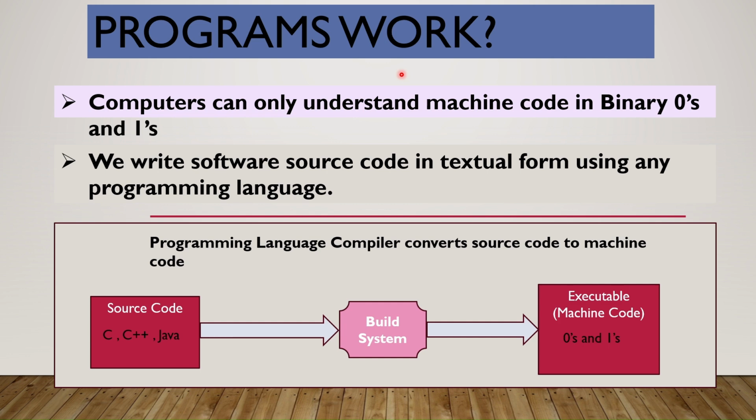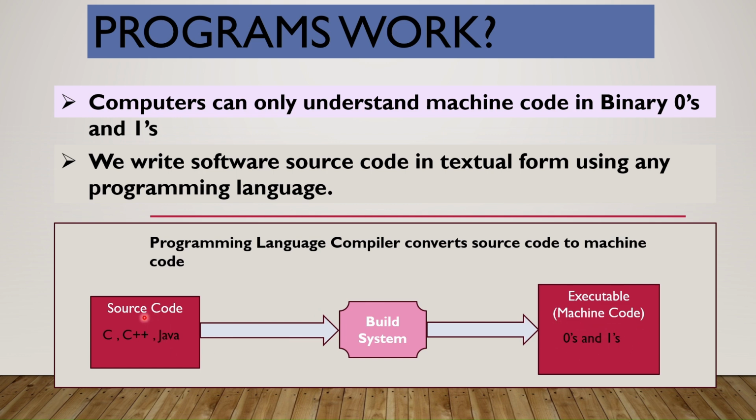As we know, computers can only understand machine code, right? Which is in binary form, zeros and ones. But we normally write software source code in textual form, in English, using any programming language like C, C++, Python. So your text code should be converted into the machine code which your platform understands.